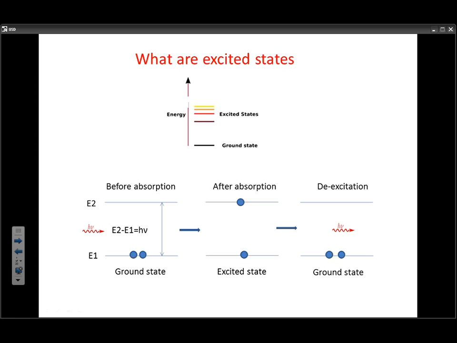After excitation, the electron might undergo deactivation by emitting a photon to reform the ground state.